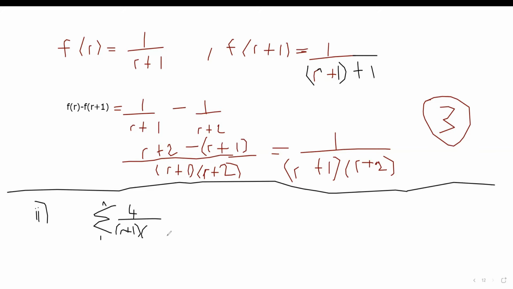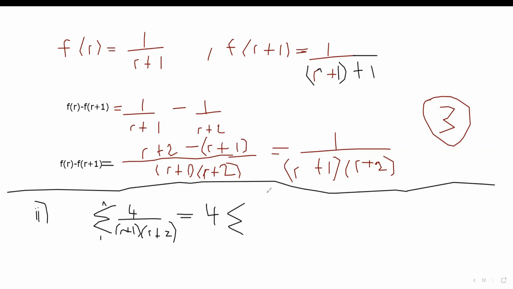Now look at this. If we were to multiply this by 4, remember the left side is f of r minus f of r plus 1. If we multiply f of r minus f of r plus 1 by 4, that would be 4 over this. That means this summation is equal to 4 times the sum of f of r minus f of r plus 1.